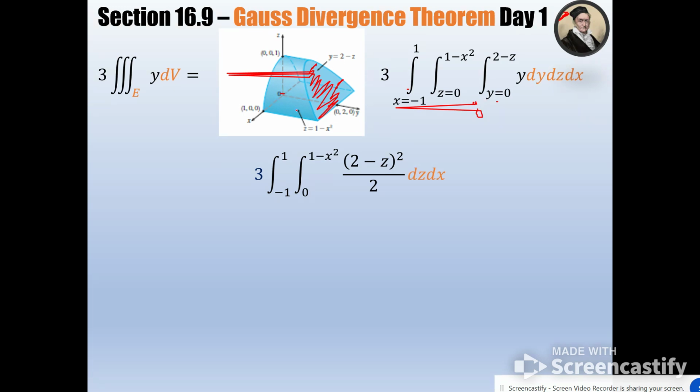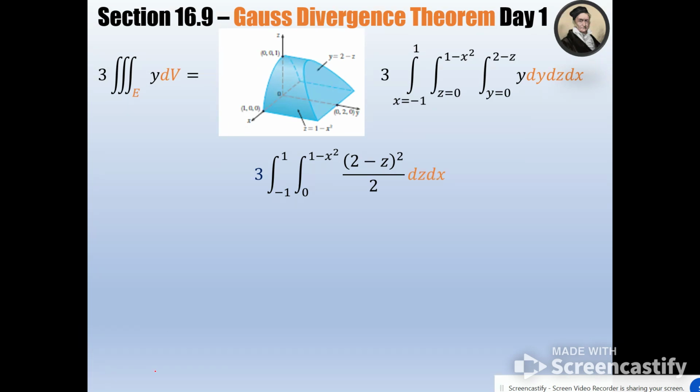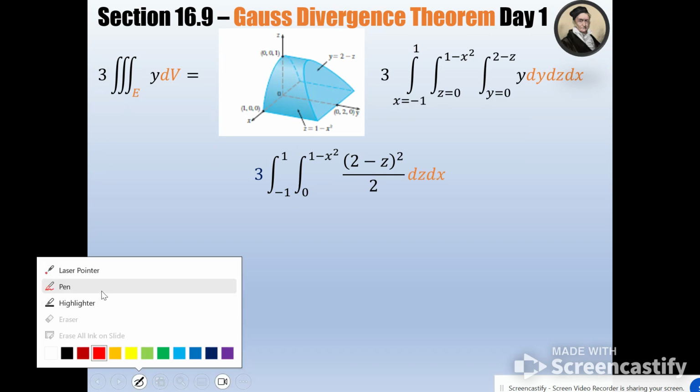And then z is equal to 0. I started here at 0 and went up to that paraboloid thingy. And then the x's, of course, went from 1 to -1. So that's how I figured out all of my bounds. And now I'm just going to go ahead with my integration.